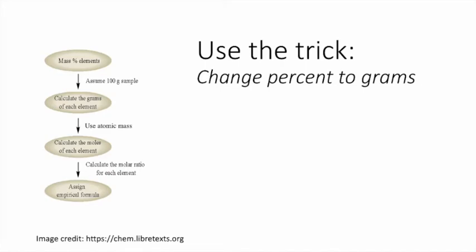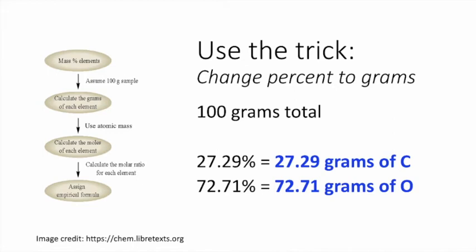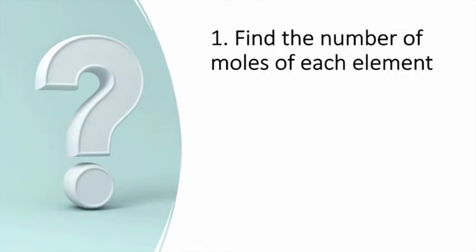Well, we're going to use our little trick. We're going to pretend that we have 100 grams of the element, and then we're going to proceed like we did in the previous example. We're given the fact that our compound has carbon and oxygen in it. We have translated our percentages into grams, so we're going to pretend we have 27.29 grams of carbon and 72.71 grams of oxygen.